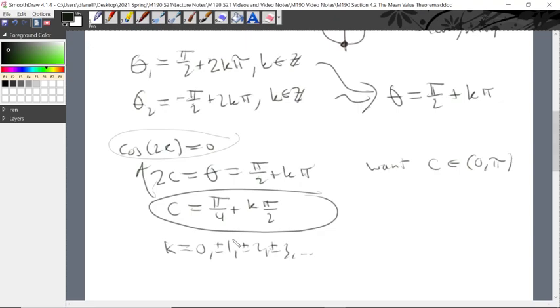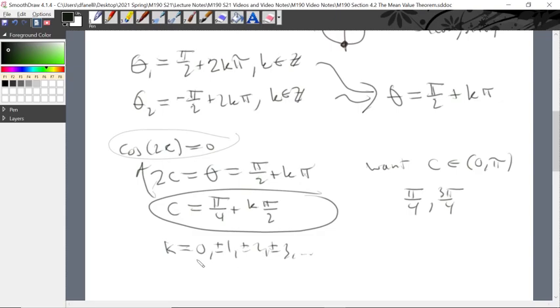So for instance, if k is equal to 0, we get pi over 4. Pi over 4 is in this interval, so we'll take that. If k is equal to 1, we get pi over 4 plus pi over 2. Pi over 4 plus pi over 2 is the same as 3 pi over 4, and that's also in this interval, so we'll take that.